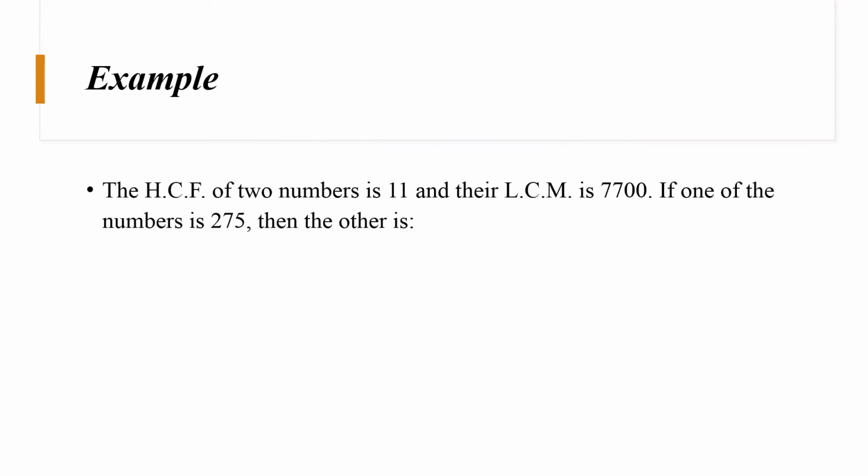In this problem, they are given the HCF of two numbers and their LCM. The HCF of two numbers is 11 and their LCM is 7700. And they are given one number, that is 275, and we have to find the other number. For this, we have to use a simple formula, that is HCF multiplied by LCM is equal to x multiplied by y, that is first number and second number.